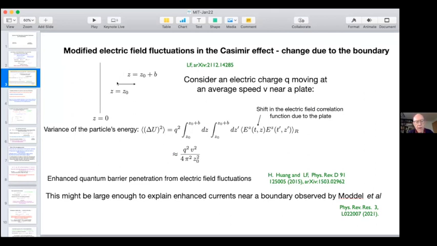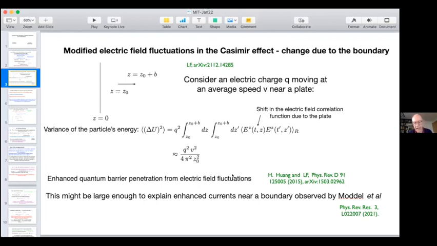Suppose we have a charged particle moving, let's say, perpendicularly to the plate in the z direction, starting at a distance z0 and going to a distance z0 plus b. Then the variance in the particle's energy, which it acquires from interacting with the fluctuations, will be a double integral of the electric field correlation function with the square of the charge in it. And you can show that in the limit that you're close to the plates, and these are perfectly reflecting plates, this correlation function in fact falls off like the inverse squared power of your starting distance.